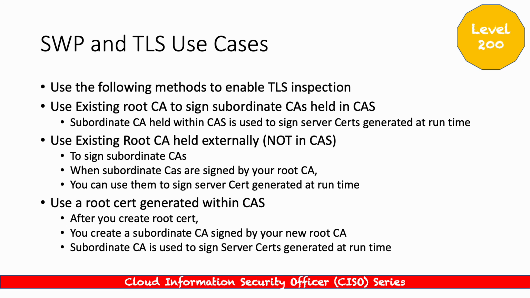The final use case is using a root cert generated within a CAS. After you create the root certificate, you create a subordinate CA signed by your new root CA. The subordinate CA is used to sign the server cert generated at runtime.